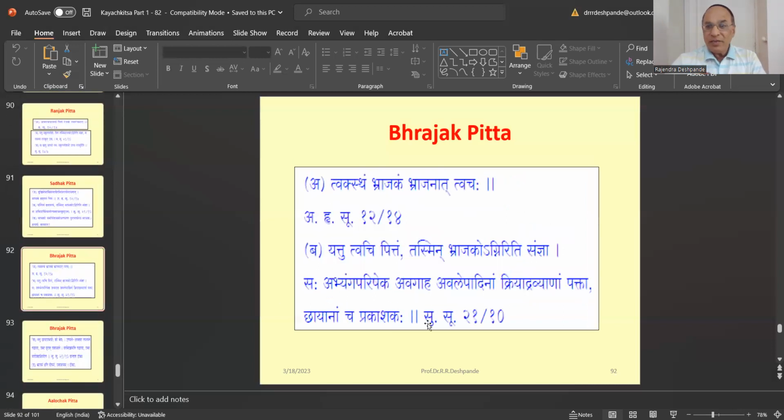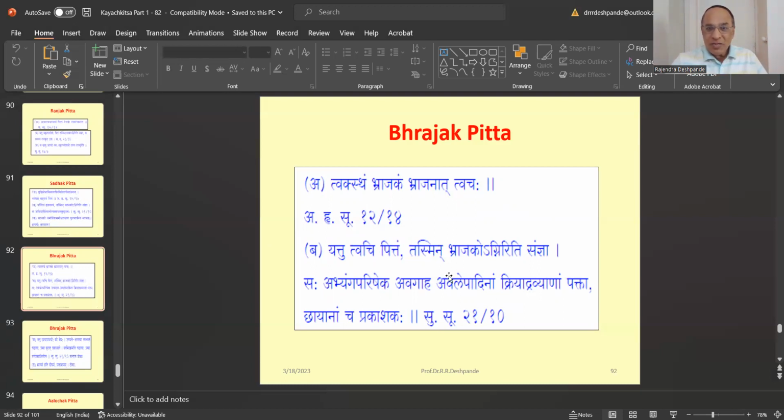92. Bhrajak Pitta. Bhrajak Pitta is related with the skin. Tvakstham Bhrajakam Bhrajanat Tvachaha. Yattu Tvachipittam. Tasmin Bhrajako Agniti Saudnya. What is the duty of Bhrajak Pitta? To absorb whatever is applicable, like ointment or lepa and all the things, oils, massage, everything is definitely absorbed through the skin, through the epidermis, to the dermis.